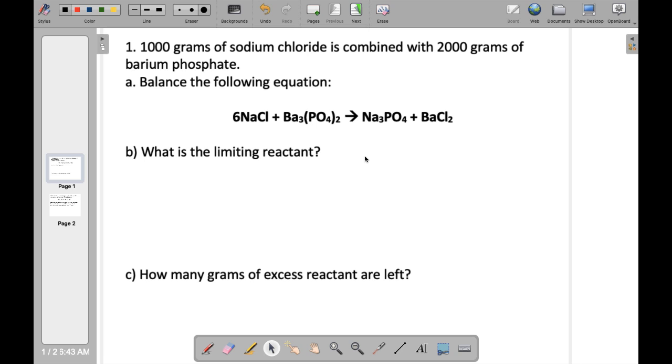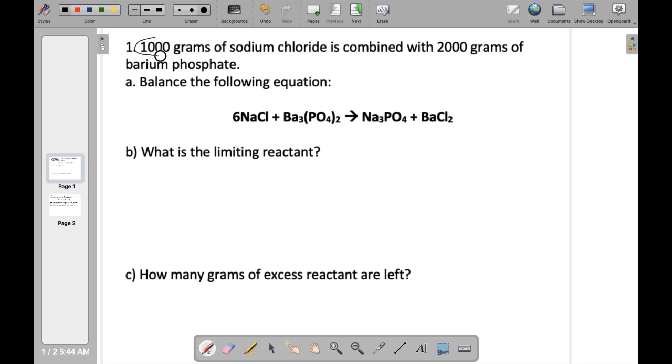Last video we were talking about limiting and excess reactants or reagents. So today we're going to continue that lesson with a few more examples. Remember, limiting and excess reactants have a few different ways of solving them, but I'm showing you the method that I think is easier to understand and pick up, even if there are a few more steps. Let's go ahead and look at this first problem here.